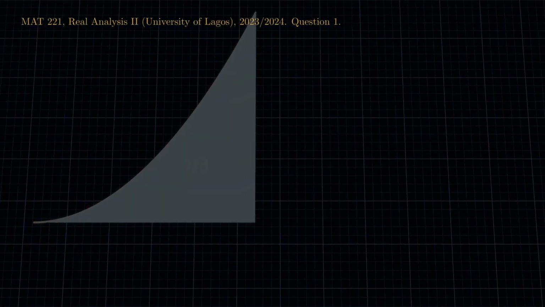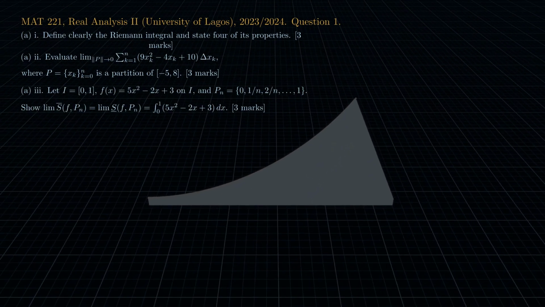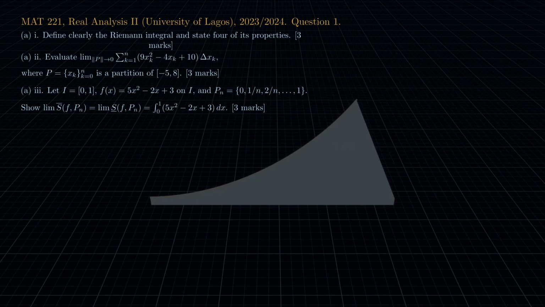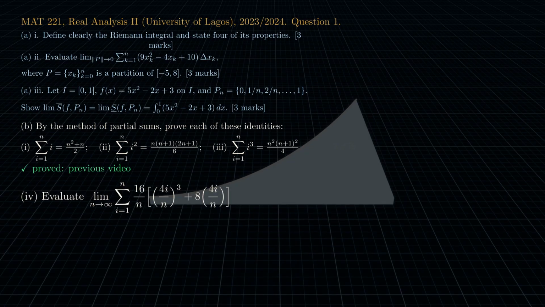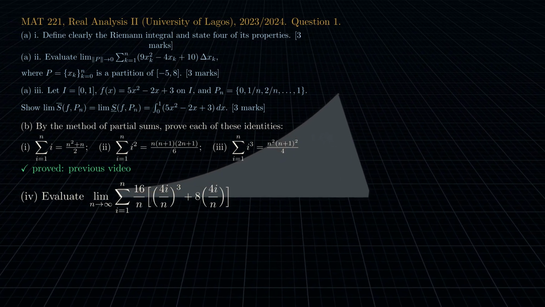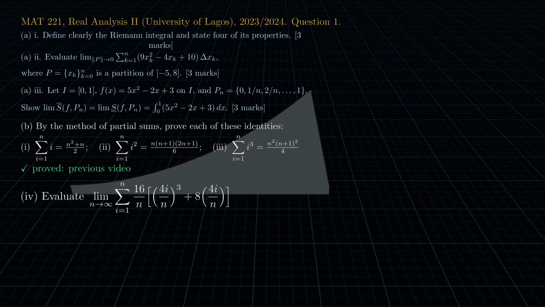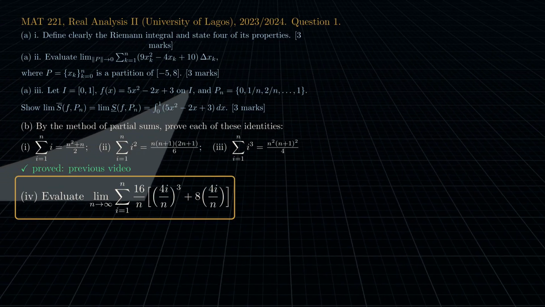The question is from a real analysis course at the University of Lagos, MAT 221. Question 1, Part B, has 4 pieces. The first 3 ask for 3 identities: the sum of the first n whole numbers, the sum of their squares, and the sum of their cubes. We proved all 3 last time by induction, every line. Part 4 says, evaluate the limit as n grows without bound of the sum from i equals 1 to n of 16 over n times the quantity (4i over n) cubed plus 8 times (4i over n). Today we finish it.